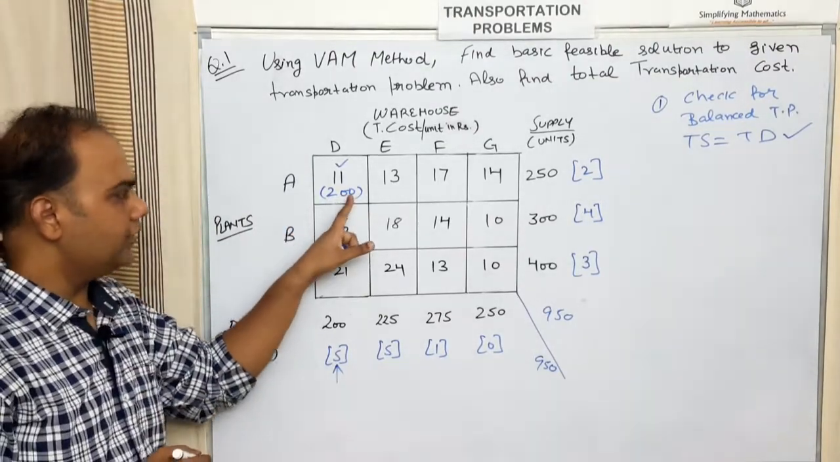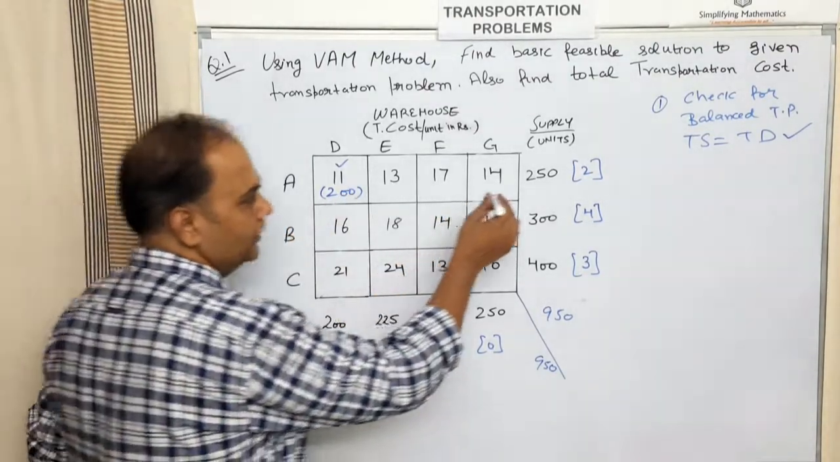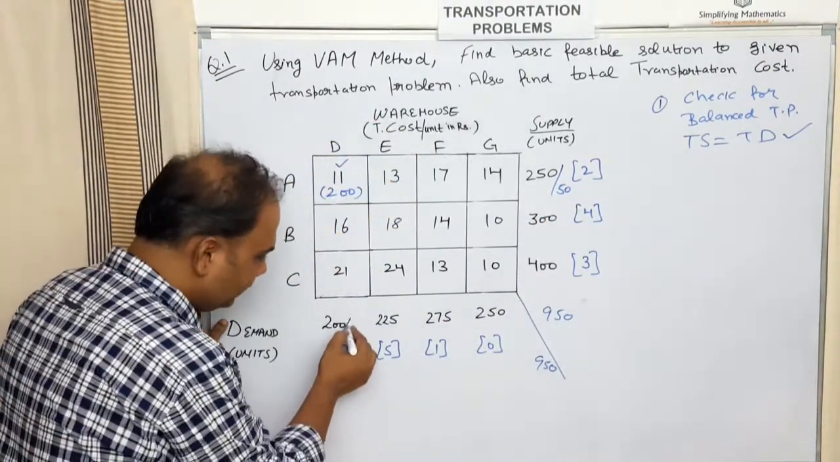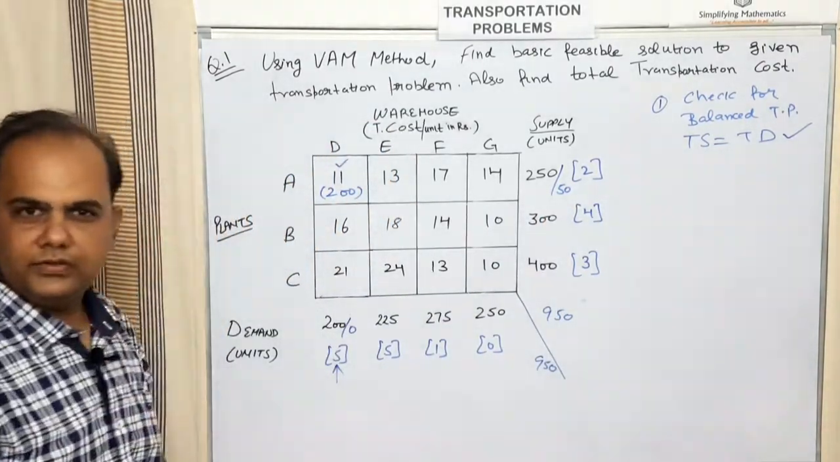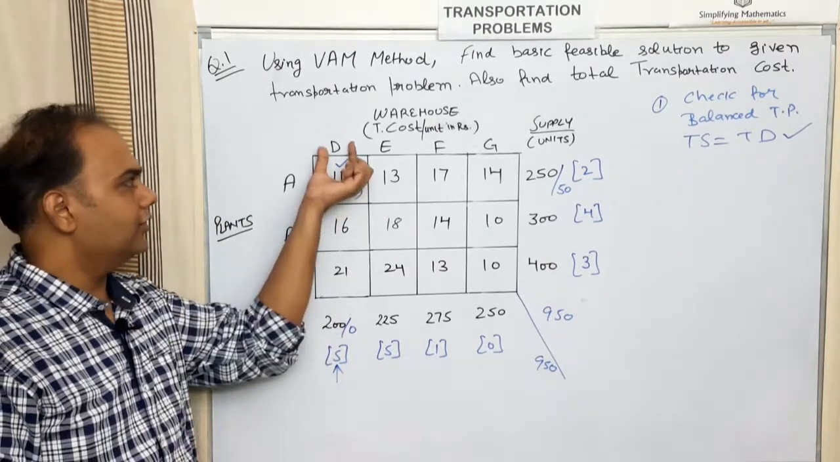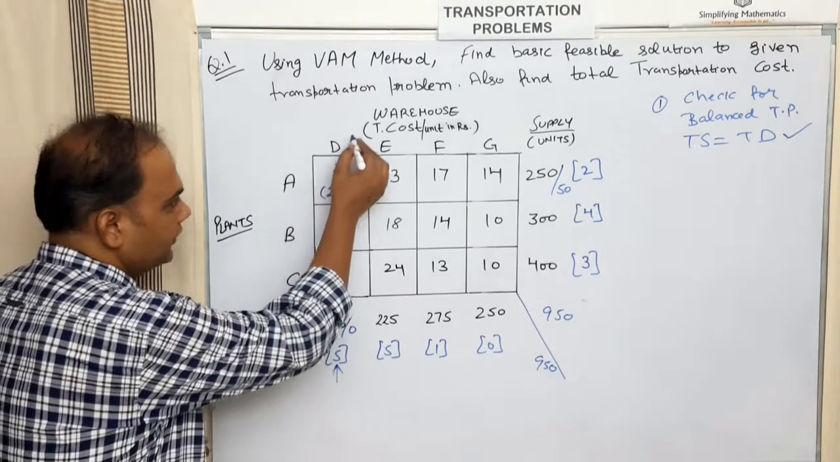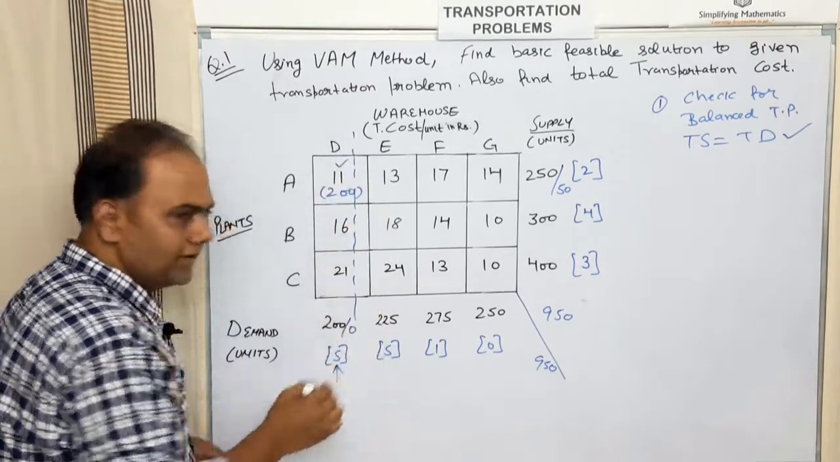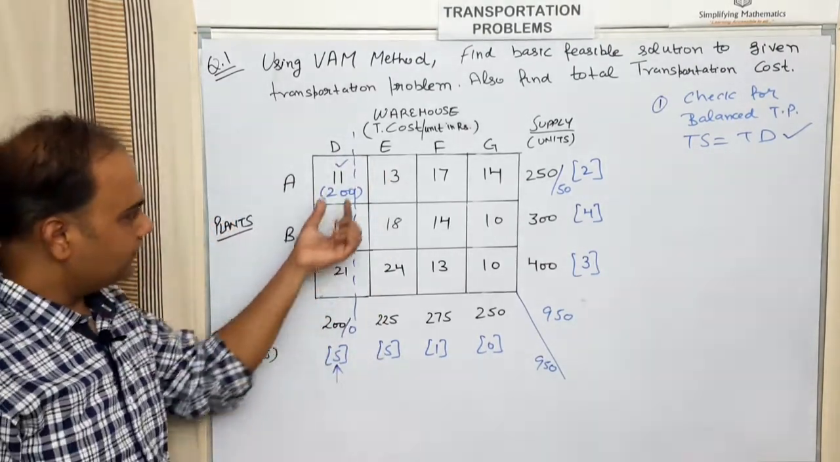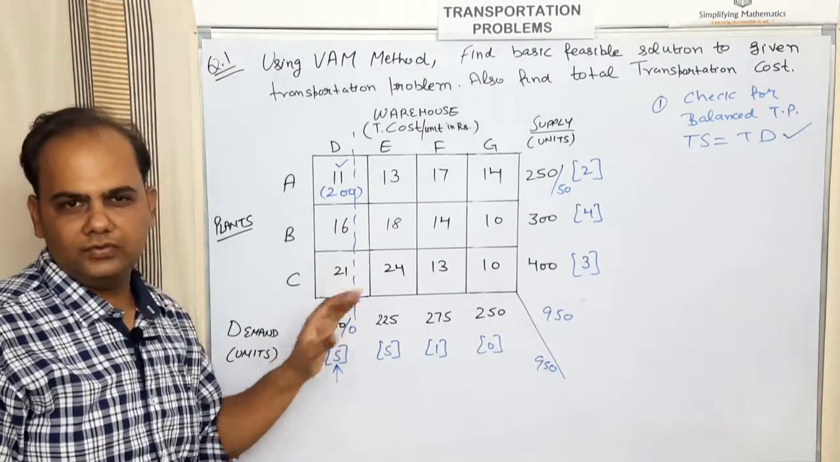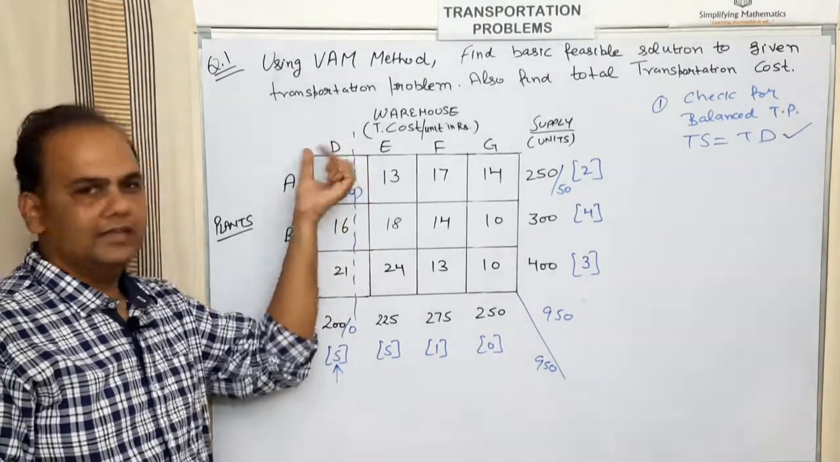Now after allocating 200 units here, we are left with 50 units, and here we are left with 0 units. So the demand of this warehouse has been satisfied. Therefore we can cancel this column. What is the reason for cancellation of this column? So that no further allocation of units is possible in this warehouse.